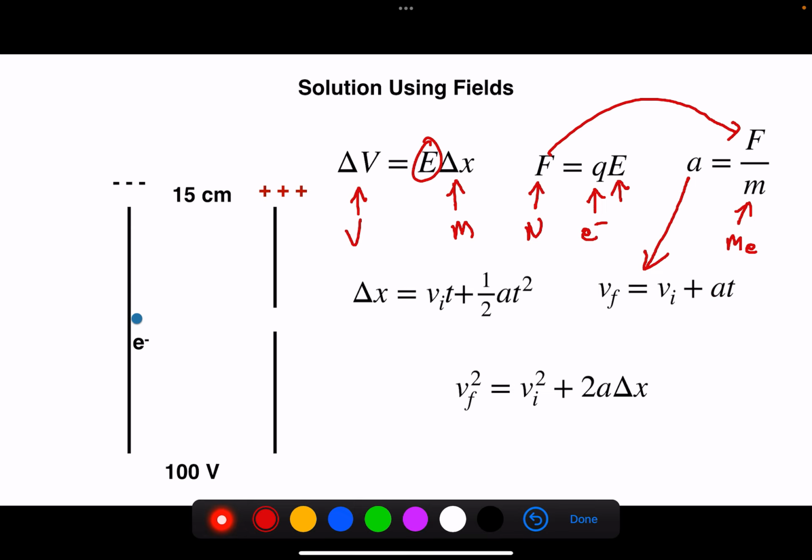We can then plug it into any of our kinematic equations that we learned last year. And we can have usually an initial velocity of zero, and we could use this to figure out how much time it takes the particle to traverse these plates. We can also find the final velocity. So these are usually the two things that we want, the final velocity or the time. You'd use any of the equations based on what you have and what you're trying to determine.